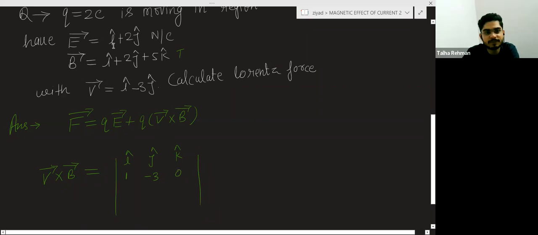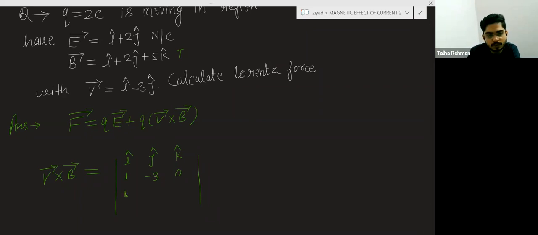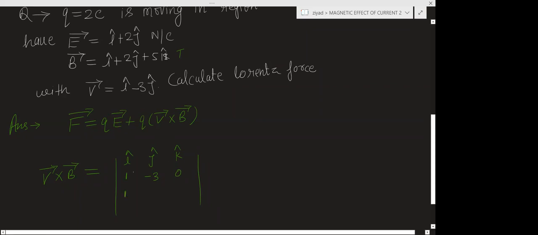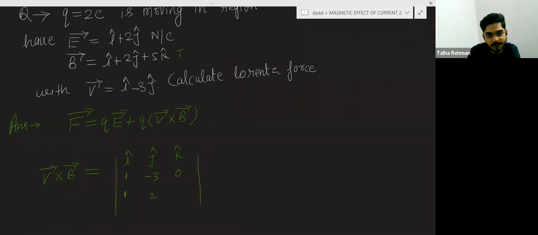Now for the magnetic field, I will write 1, because the coefficient of i cap is 1. And then 2, then 5. This is very simple: 1, 2 and 5.